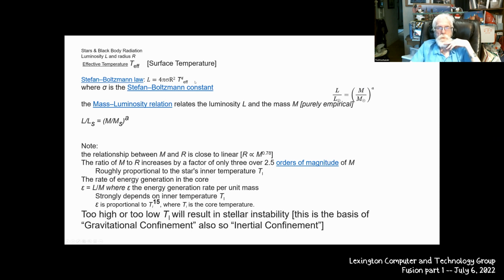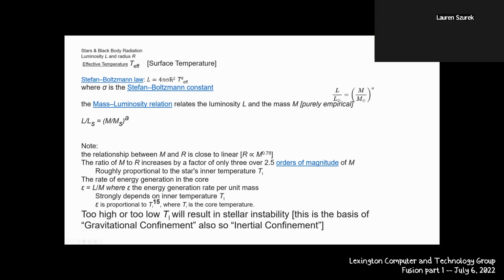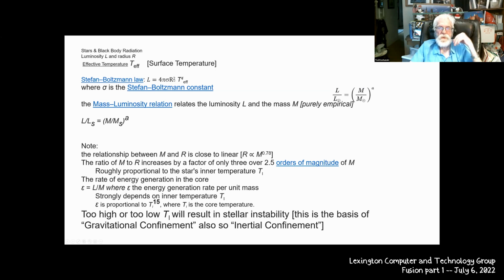Power laws are going to be very important in understanding fusion. So here is the fourth power of the temperature, and this is the square of the radius, or the surface area. There's also something called the mass-luminosity relationship. This was developed empirically in the early 20th century, and it relates to this little weird circle here, which is the sun, over here.